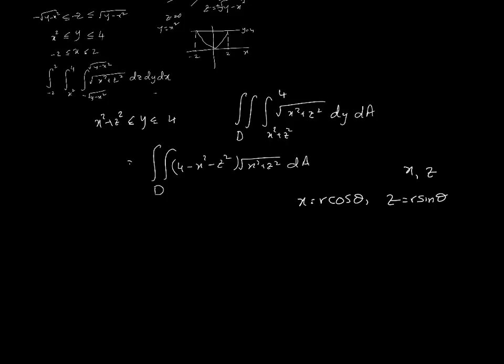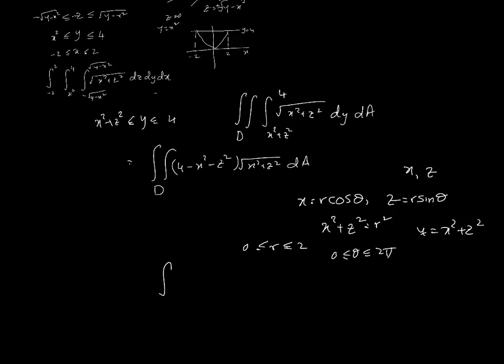So if x is r cos theta and z is r sine theta, it means that your x squared plus z squared will become r squared. We'll put y equal to 4, so that would give us where this intersects the xz plane. In other words, when y is equal to 4, then we're in the xz plane and we get a circle. And that circle is going to be, from that equation, 4 equals x squared plus z squared, which means we're looking at a radius 2 here. So that means your r would be between 0 and 2, and of course it's a full circle, so your theta would be between 0 and 2 pi.